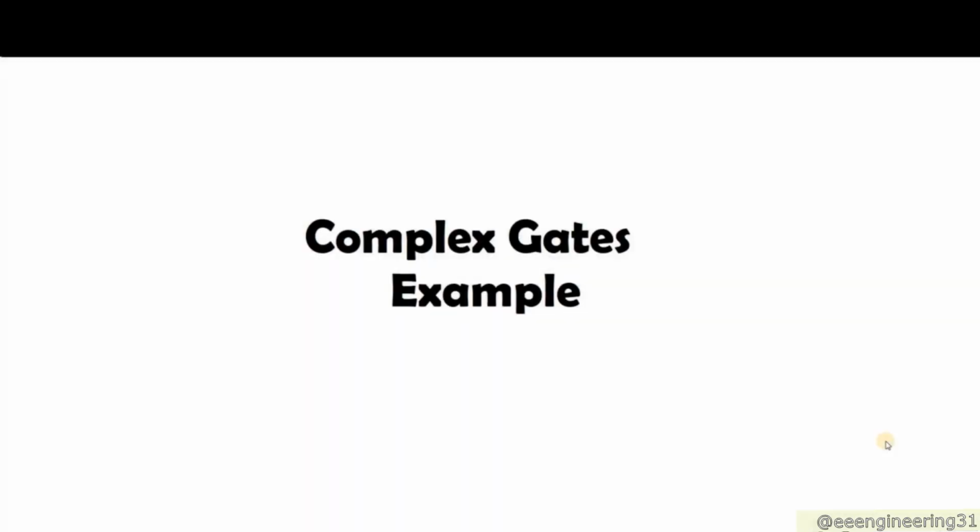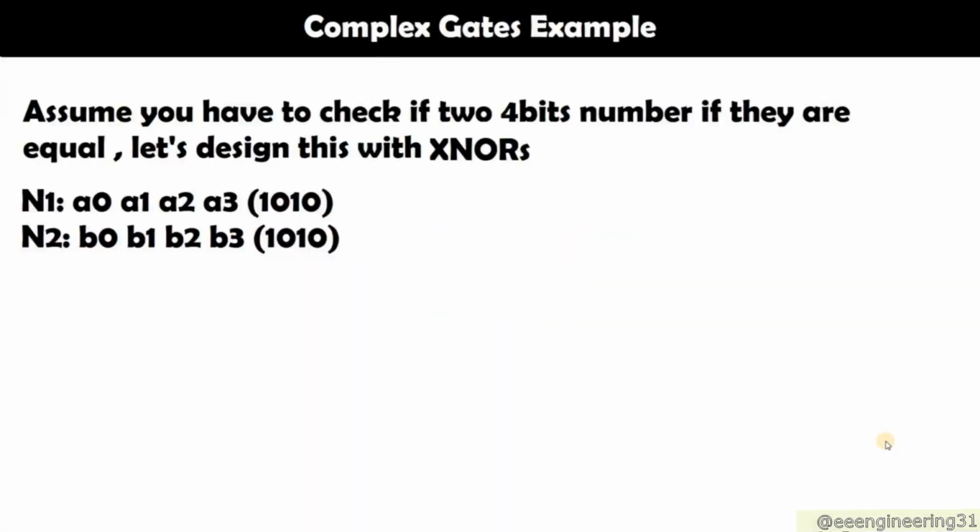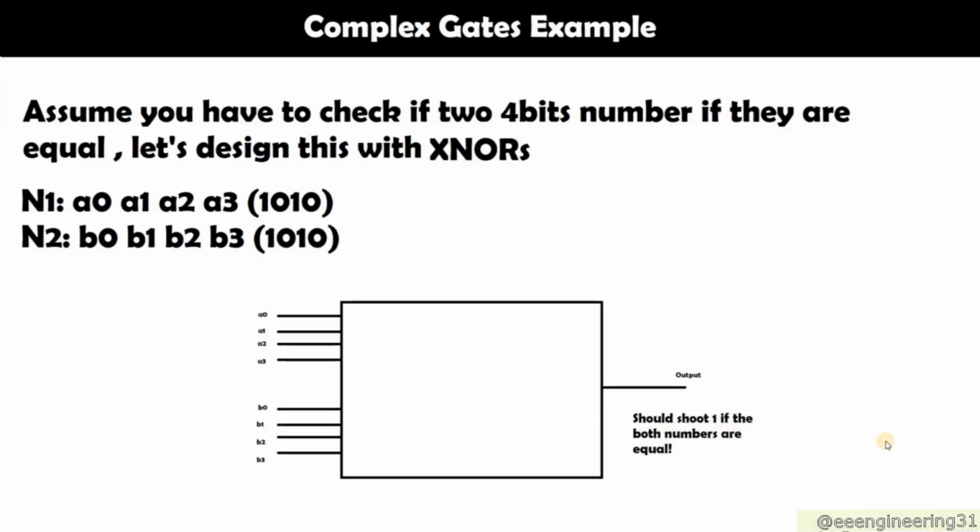Now let us have some examples for these complex gates. Assume I wanna compare two numbers if they are equal, and believe me, this small circuit is used everywhere in logic design, everywhere in electronics as well. There is a separate circuit in every CPU that checks this small thing right here. So let's assume that we have two numbers, and I wanna check if they are equal. So how can we check that? Let us design this with XNORs.